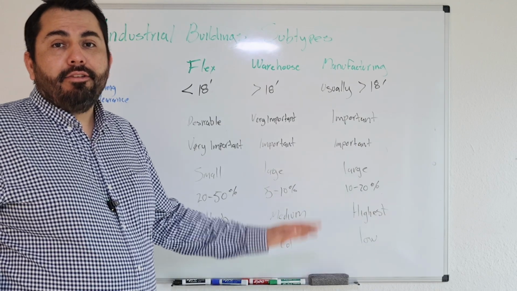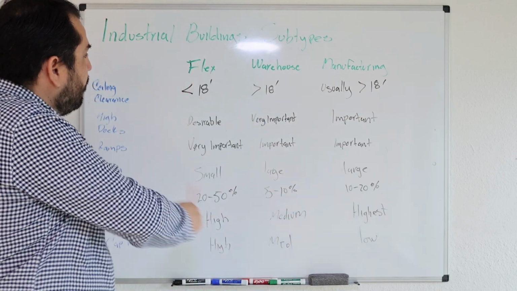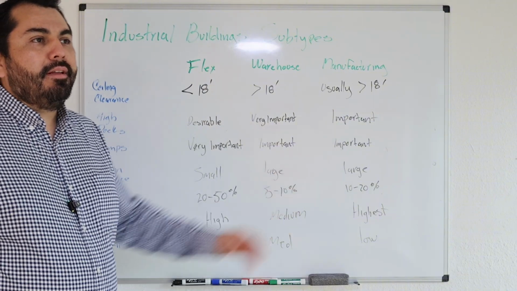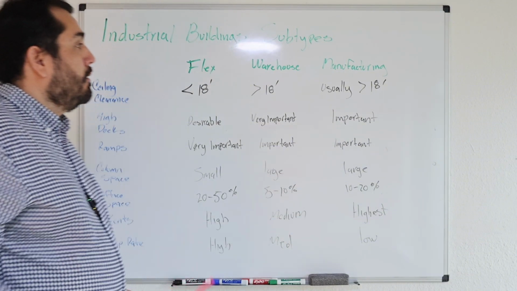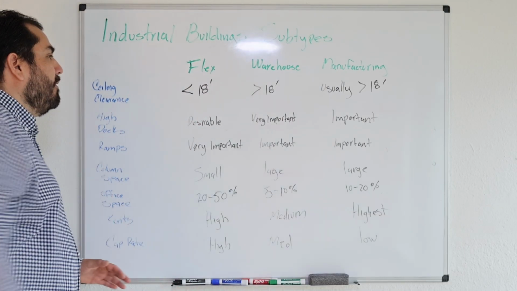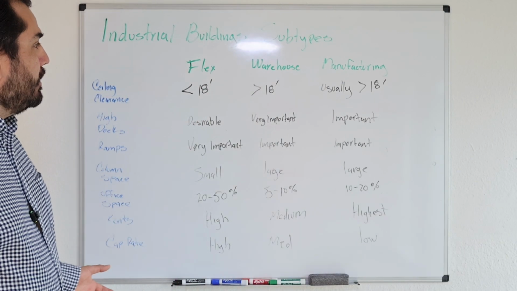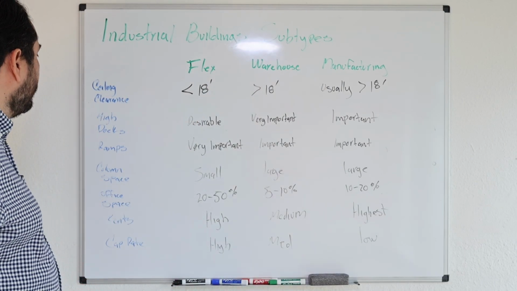Most of the tenants we have here in manufacturing will be Tier 2 companies, and in the flex spaces maybe Tier 2 or Tier 3 companies. Okay, so what's the difference between these three subtypes of industrial properties?